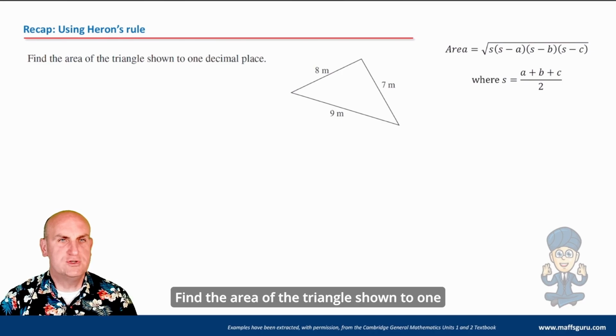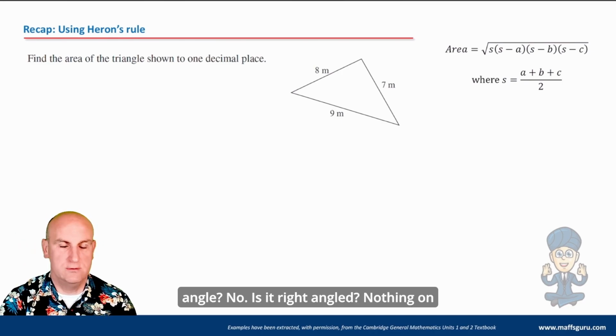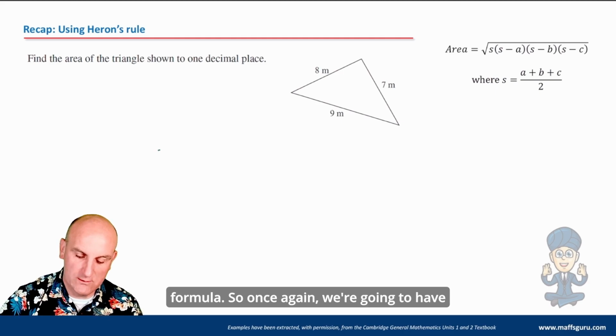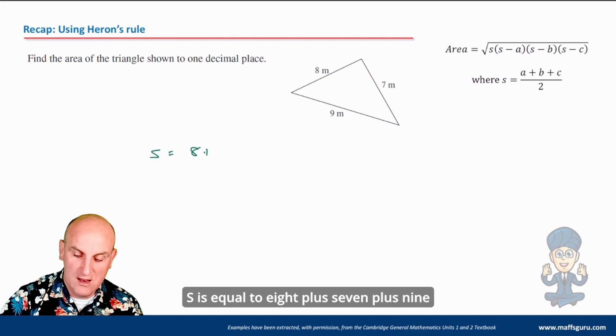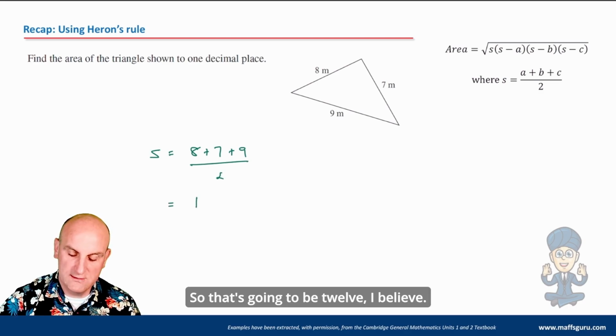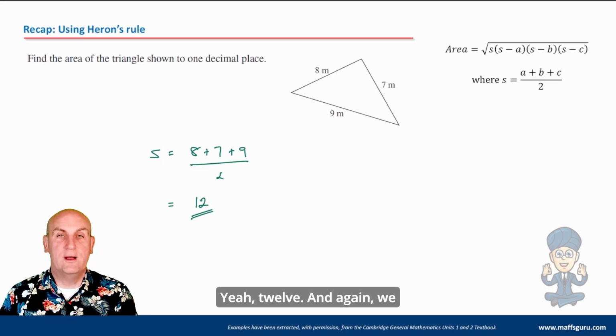Find the area of the triangle shown to one decimal place. Again, have I got an included angle? No. Is it right angled? Nothing on there says it's right angled, so we're going to have to use Heron's formula. So once again, S is equal to 8 plus 7 plus 9 divided by 2, which is 15, 24. So that's going to be 12, I believe. Let's just make sure: 15, 24, yeah, 12.